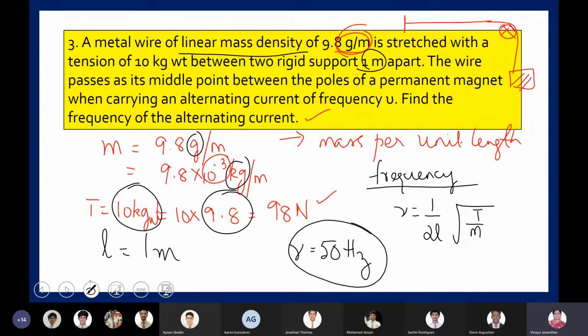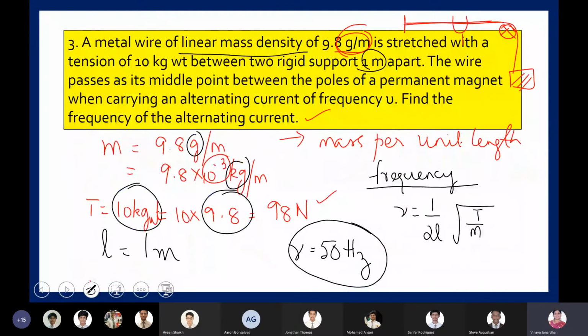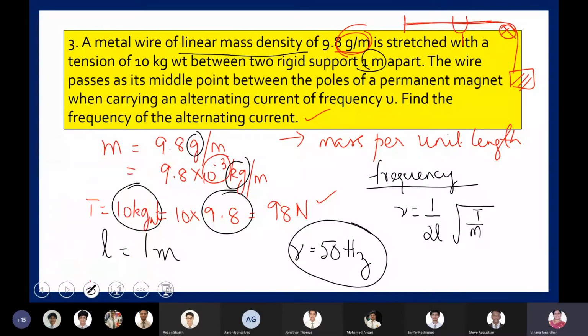Now, what happens is that you are passing alternating current through the string, and this string is kept between the pole pieces of a magnet. So you have learned in grade 10, a current carrying conductor when placed in a magnetic field will experience a force and begins to vibrate. So now the string begins to vibrate with a certain frequency.